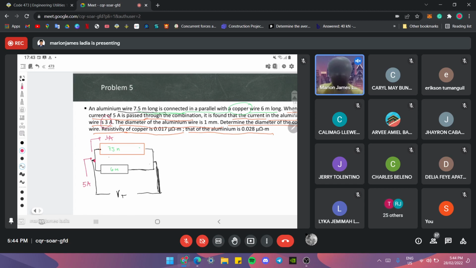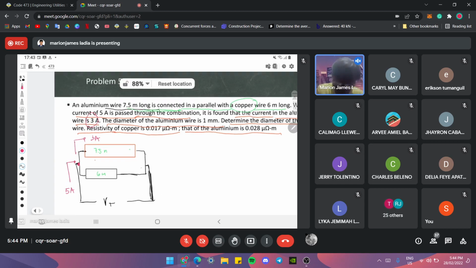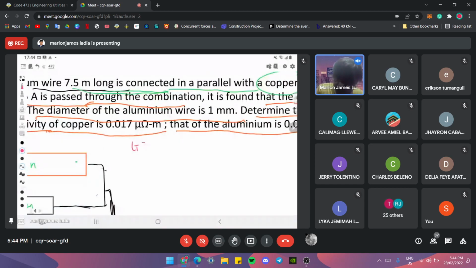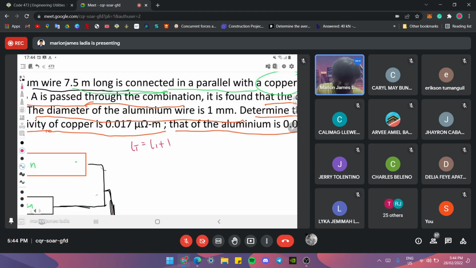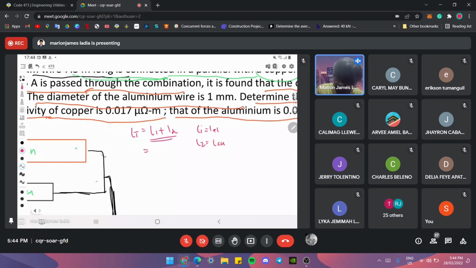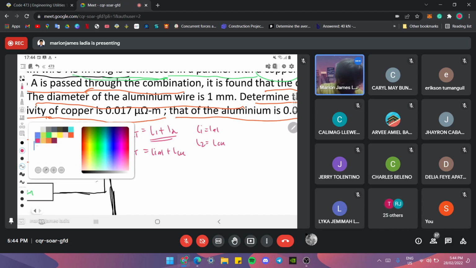Okay? So as I have said, I total in parallel is that I total is equal to I1 plus I2 and so on and so forth, since dalawa lang, I1 and I2. If I would say that my I1 be equal to my I aluminum and my I2 be equal to my I copper, so therefore, I may say that I total is equal to I aluminum plus I copper.